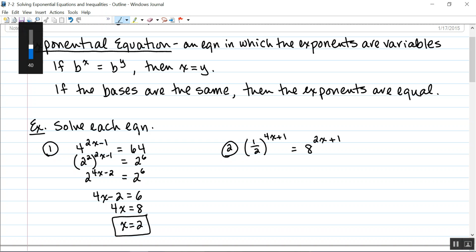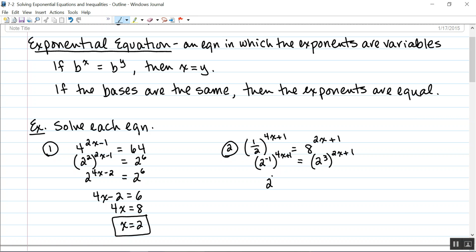My second example is 1/2 raised to the power of 4x plus 1 equals 8 raised to the power of 2x plus 1. So remember that 1/2 is the same as 2 to the negative 1, and that's raised to the 4x plus 1 power. And 8 is 2 to the 3rd, raised to the 2x plus 1. Let's clean up and multiply and get rid of those parentheses.